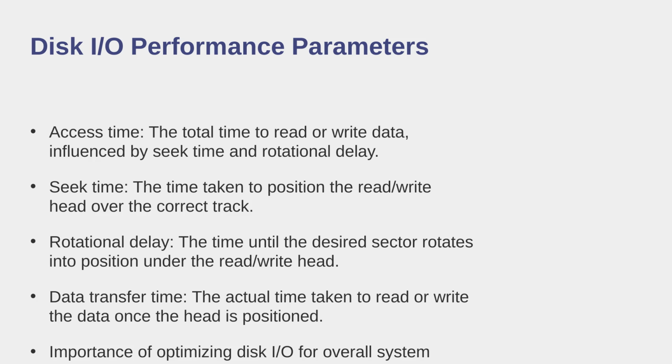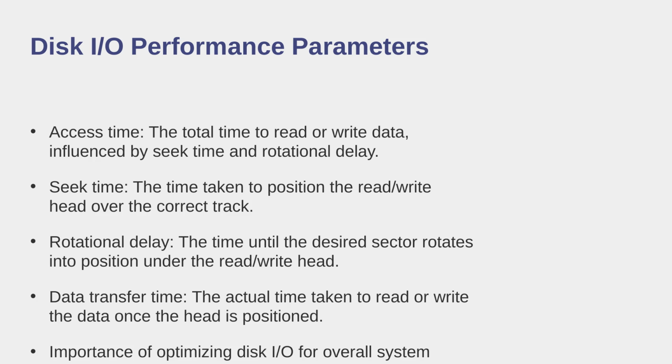Innovations in disk technology have reduced average seek times, but they still represent a significant portion of access time. Rotational delay is another critical factor, representing the time it takes for the desired sector of the disk to come under the read-write head. Modern hard drives can spin at speeds over 15,000 RPM, significantly reducing this delay compared to older drives. Once the head is positioned, data transfer time kicks in. This is the actual time required to read or write the data once the head is in place.